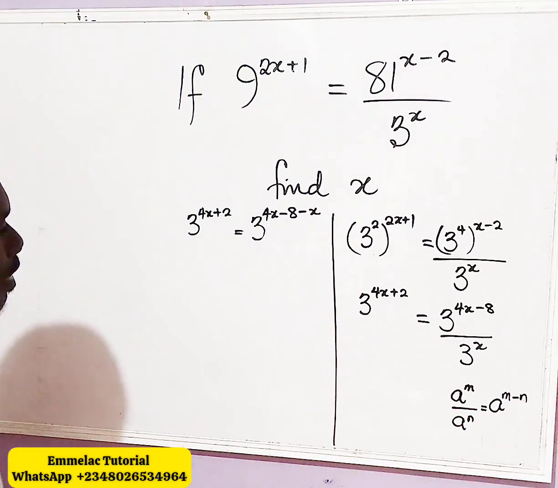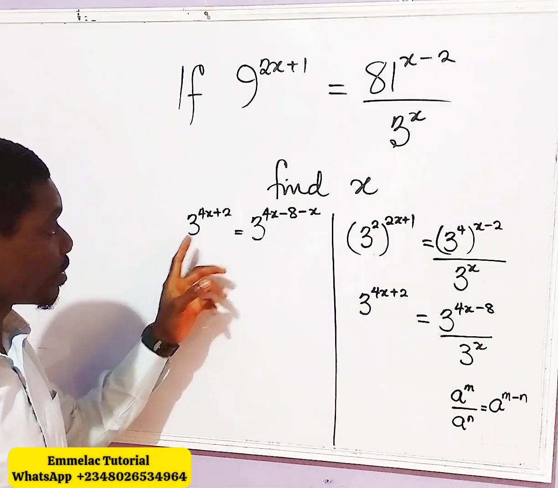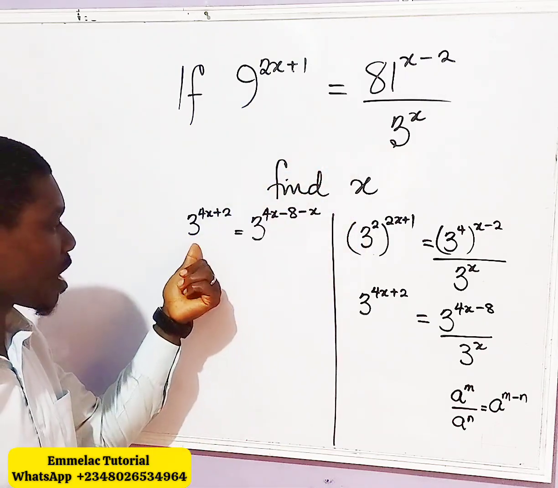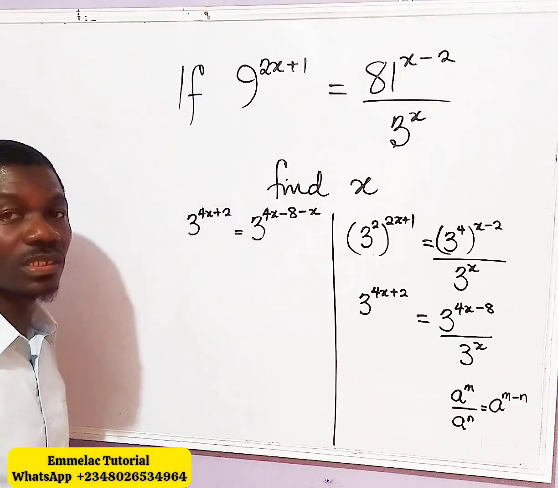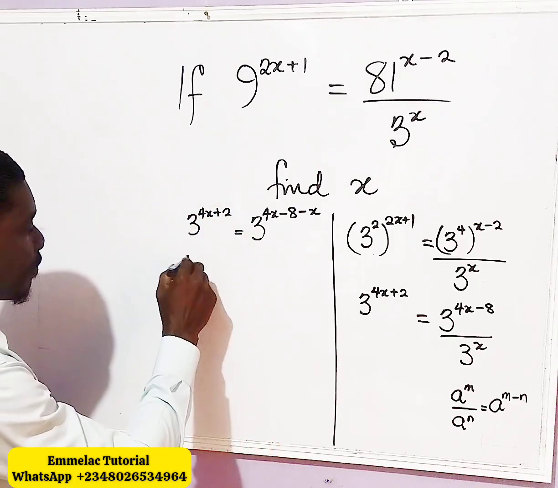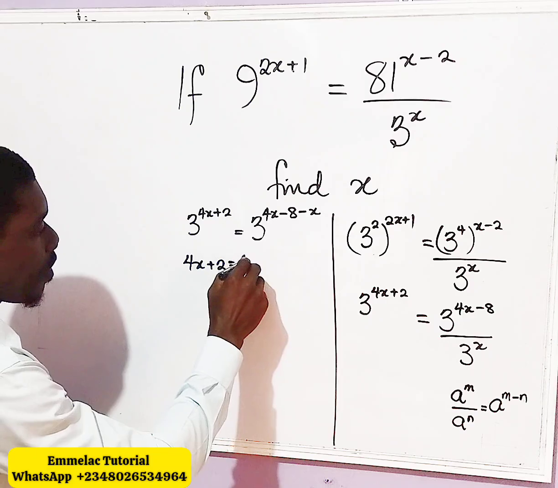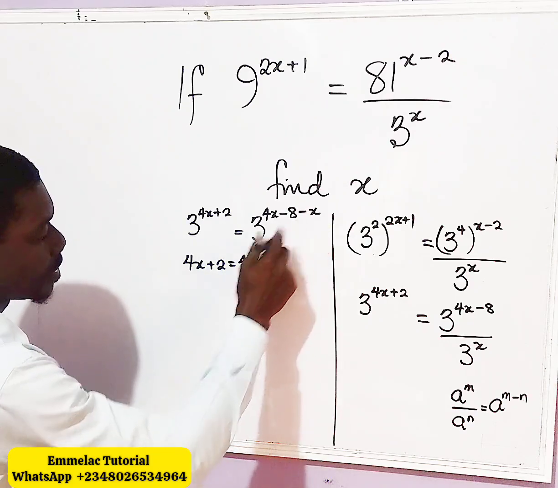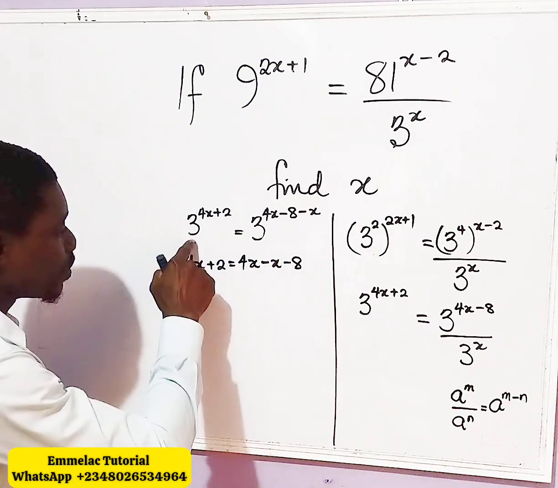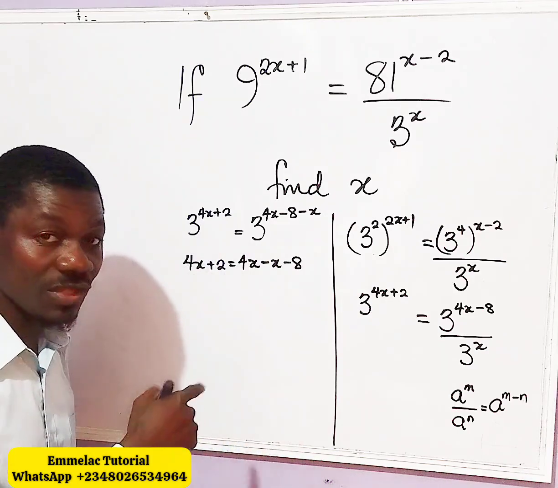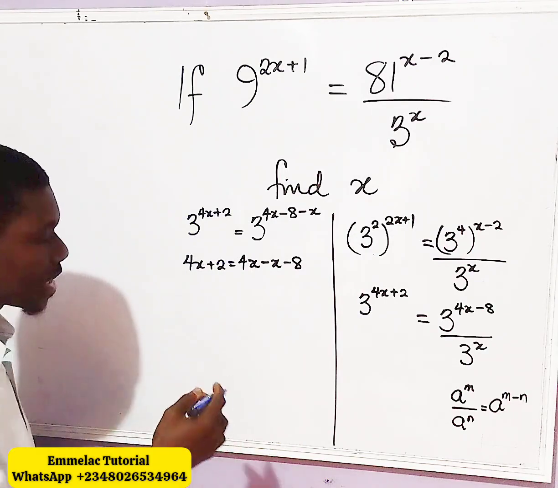Alright, at this point now, we have the same base. We've simplified all this to this point, so we now have the same base. All we need to do is to equate the exponents. So here we have 4x plus 2 equals 4x, then we can just bring this x here, minus x minus 8. And take note, that's because we then have the same base on the left and the right hand side of the equation. So we can move forward by simplifying and collecting like terms.